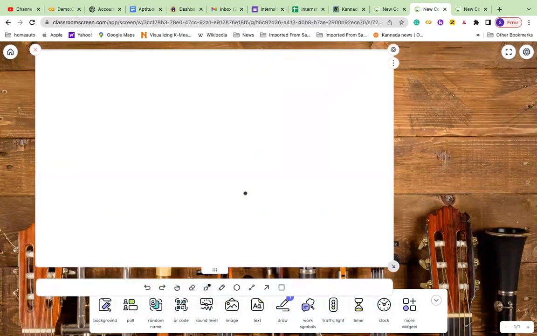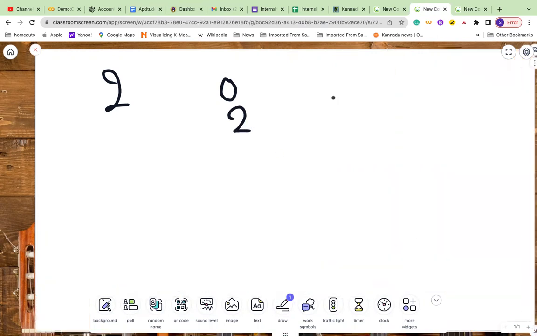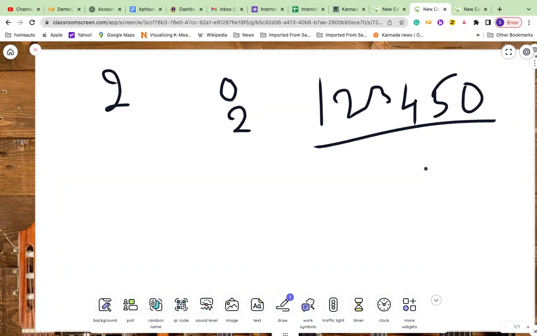So how should I know that a number is divisible by 2? The last digit should either be 0 or 2. So don't go that way. For example, 1, 2, 3, 4, 5 and 0. Whether this number is divisible by 2 or not.